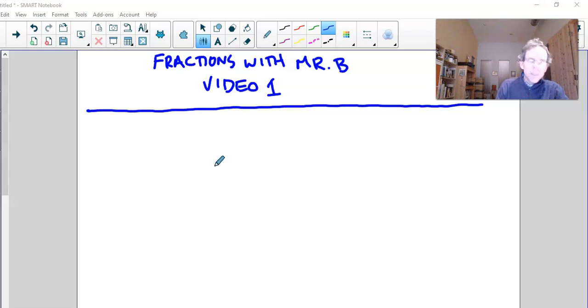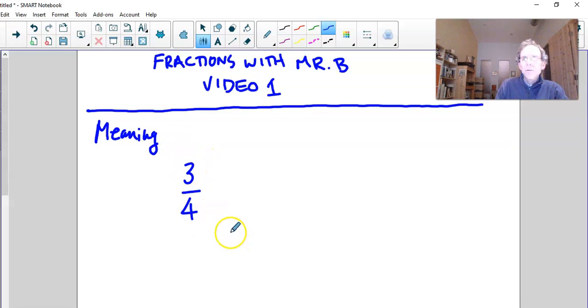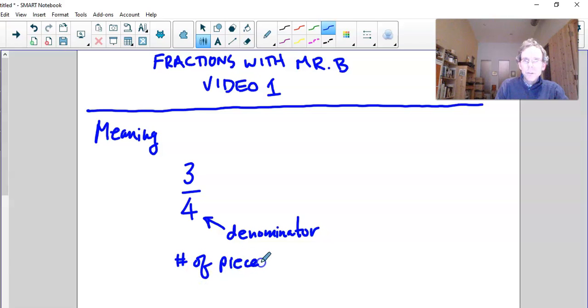So, what is the meaning of a number like 3/4? This number on the bottom, we call the denominator, right? Denominator tells you how many pieces you divide 1 into. So, number of pieces 1 is divided into.